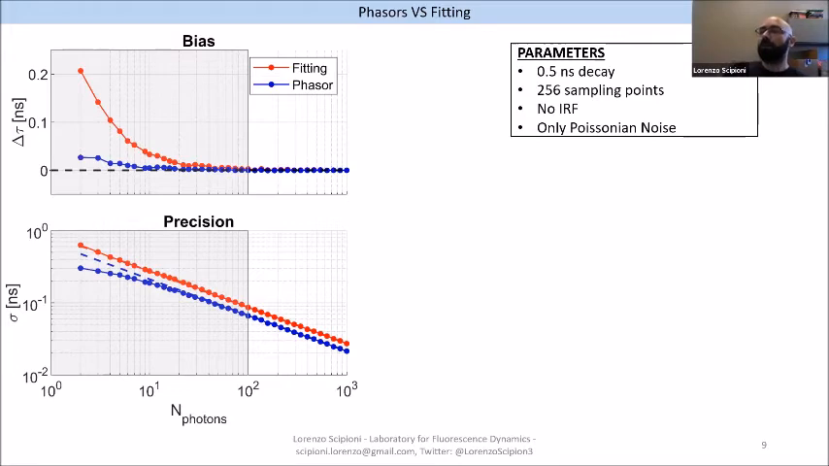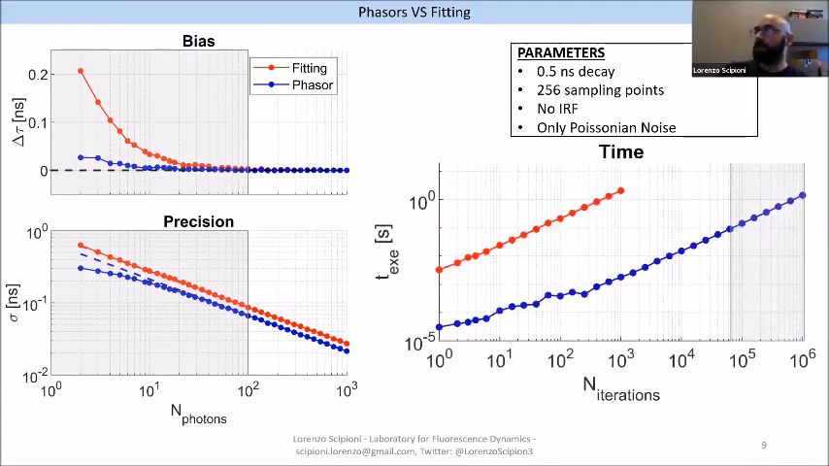So let's say you have, like in an image, a lot of pixels with very few photons. You want the average of those pixels to actually give you the real result. With the fitting, it doesn't. That's the main thing. And also, it's much faster computationally to process the data with the Phasor approach than with fitting. And by faster, I mean thousands of times faster. So it takes seconds instead of quarter hours.